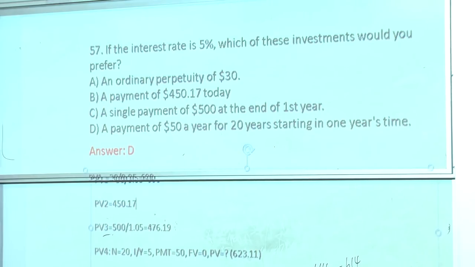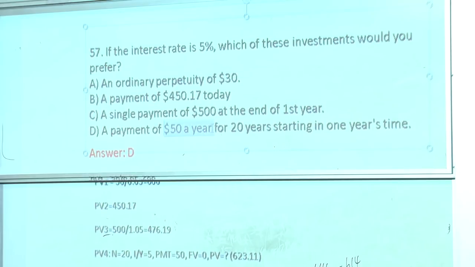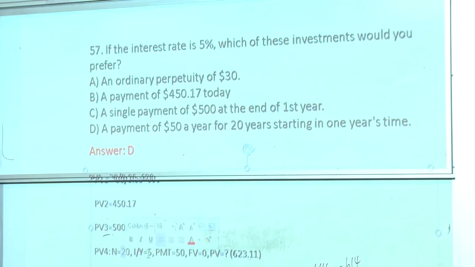A single amount of $500 at the end of first year, so $500 divided by 1 plus R, 1.05. Or the last one, a payment of that for 20 years starting in 1 year's time. That's an ordinary annuity, right? Which lasts 20 years. Okay, 20 years, 5% interest rate, $50 payment, 0 future value, and present value. And it seems that is the highest one. Okay, all right. So that's the math part.